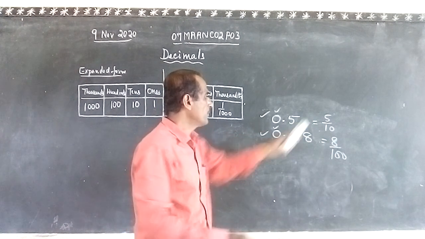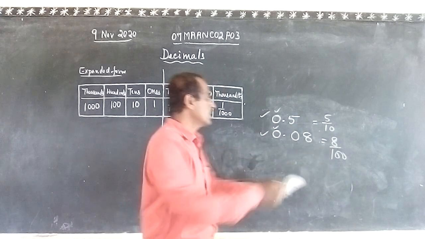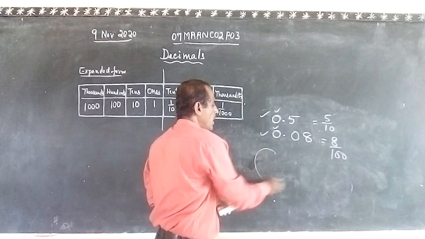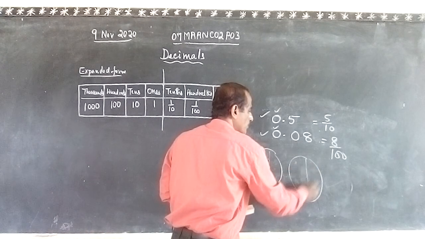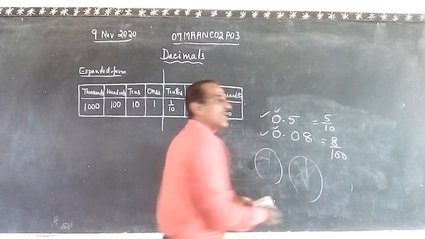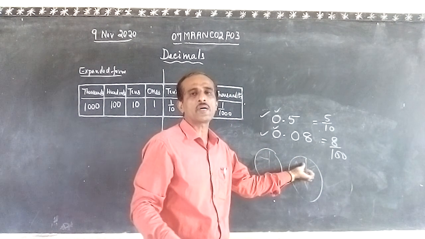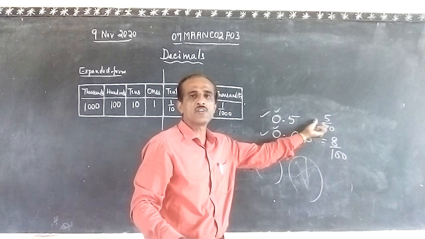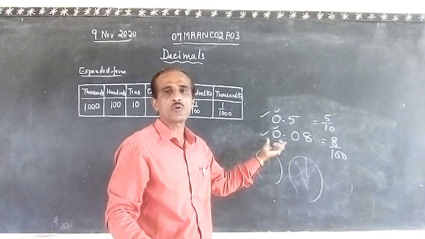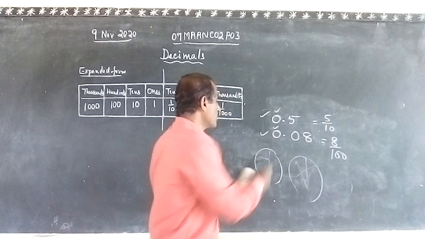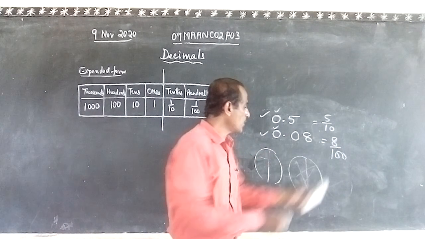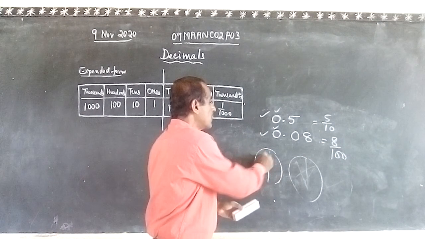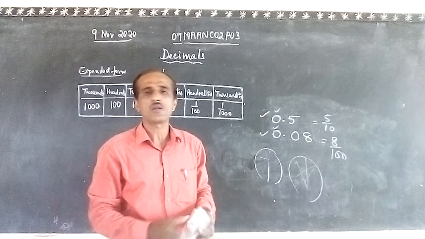Okay. Therefore, which is more, this one or this one? In the first example, out of 10 parts, 5 parts are there. In the second example, you have to make the whole into 100 parts, and then only 8 parts. So which is more? Out of 10, 5 parts are more. Out of 10, 5 parts means you get a full half, 1 by 2. Here, out of 100 parts, only 8 parts, which is very small.